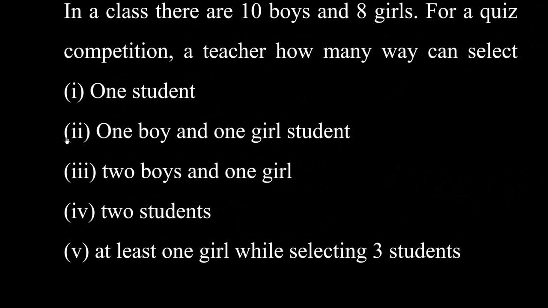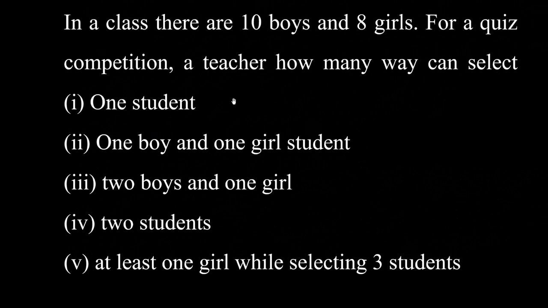Now, for the same data, we're given 5 different questions. So everyone try these 5 questions. Later we'll discuss. 10 boys and 8 girls. How many ways can you select one student, one boy and one girl, 2 boys and one girl? How many ways to select 2 students, at least one girl?